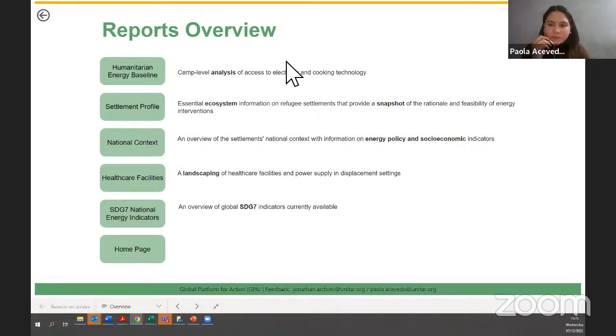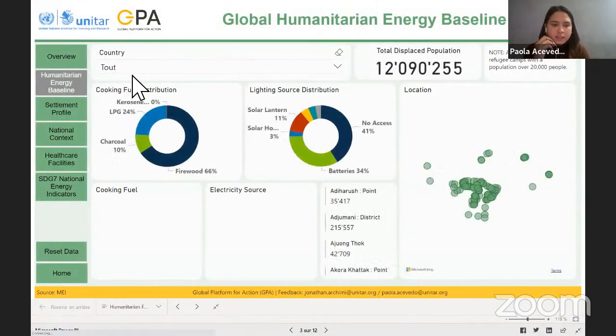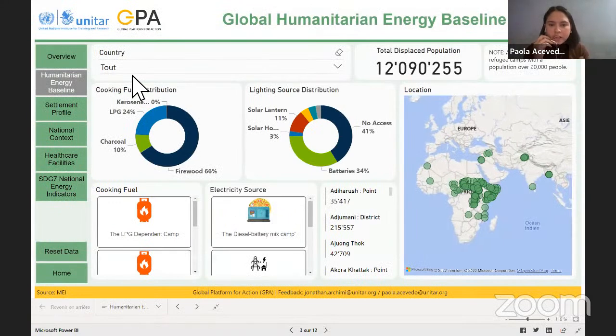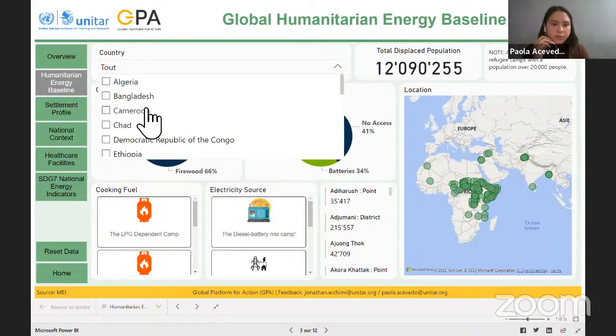Hi everyone. I will start with the structure of the page and a little bit of the sources. Starting with the humanitarian energy baseline, we have here an analysis made of refugee camps with a population over 20,000 people. This was work done in collaboration with Chatham House and the GPA. And first of all, we have a country filter where we can see data depending on each country.